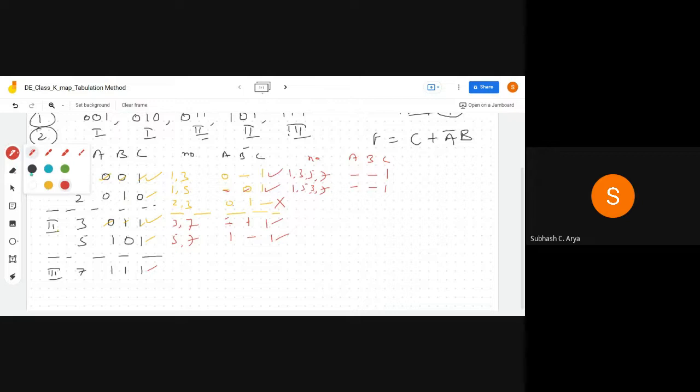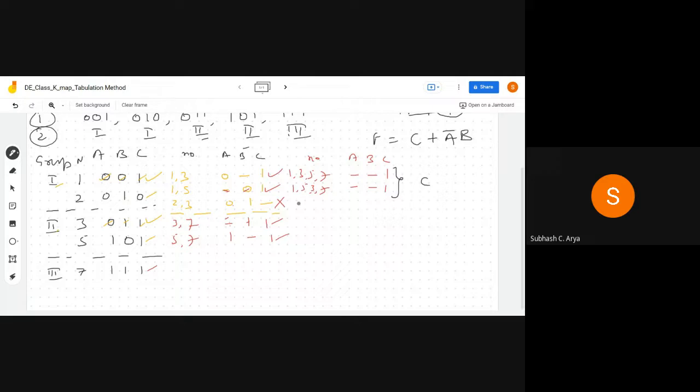So now let me write the final answer, because now there is no further scope for reducing the minterms. So let us see what is the answer here. From here we can see this is dash dash 1 dash dash 1. So it is only one thing. So we can write here this is C, because C is 1.